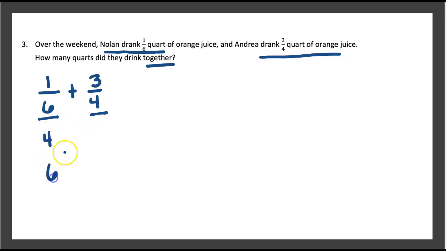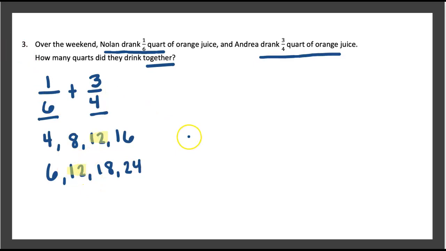So we've got 4 and we've got 6. So I'm going to count by 4s first. 4, 8, 12, 16. And stop there. I'm going to write out my multiples of 6. 6, 12, 18, 24. Okay, well I see that 12 appears in both lists. So that's going to be our least common multiple. So I'm going to change this to make 12. So I know that both of my denominators will become 12.